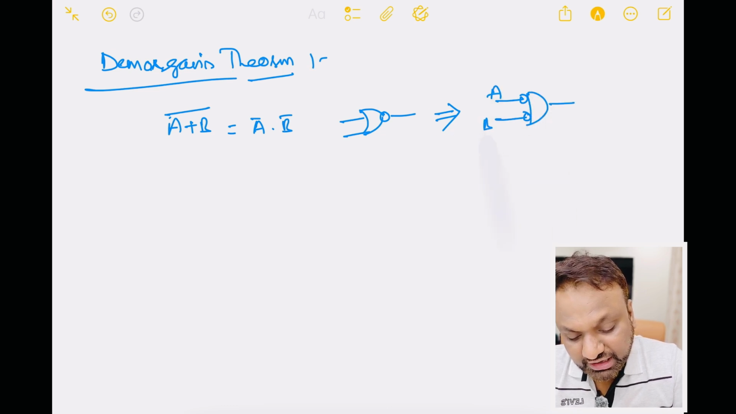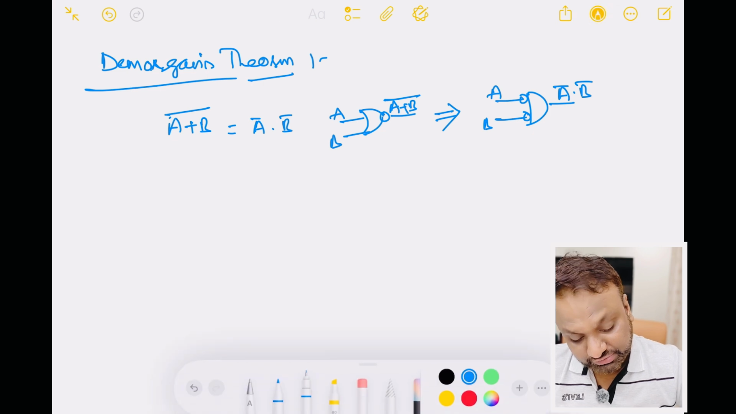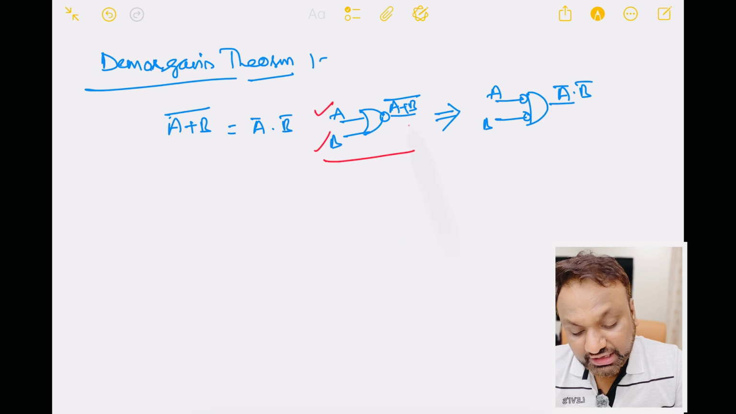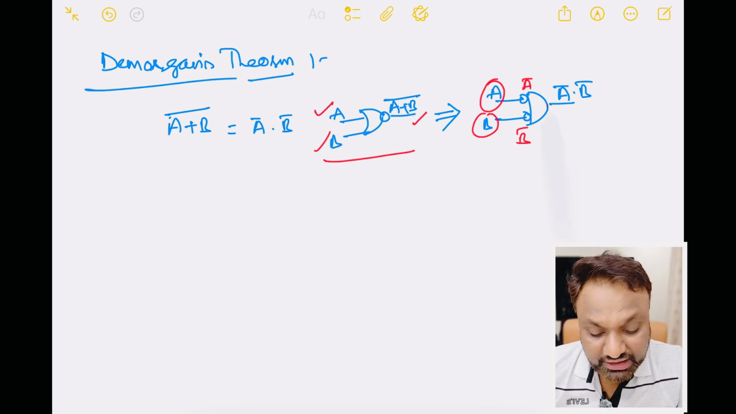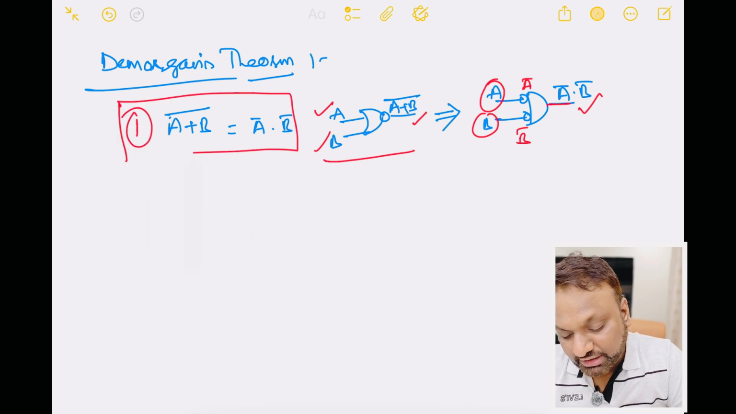My inputs are A and B only. A plus B whole bar equals A bar dot B bar. So if I take a NOR gate, if A and B are my inputs, then A plus B whole bar is my output. Similarly, this is an AND gate with complemented inputs. My inputs are A and B, but the actual input going to this AND gate is A bar and B bar, hence the output of the AND gate is A bar dot B bar. So this is the first theorem, A plus B whole bar equals A bar dot B bar.